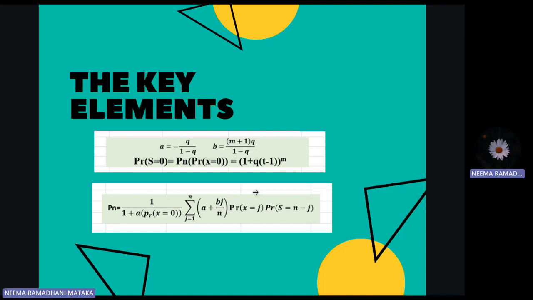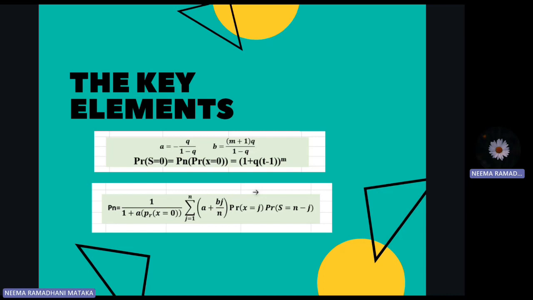And then you also have your probability of S equal to 0. This is the probability of your aggregate losses equal to 0, which is equal to the PGF evaluated at the probability of X equal to 0. So this is the PGF of a binomial distribution. It will equate to (1 plus q(t minus 1)) to the power m, where t is the value of the probability of X equals 0.